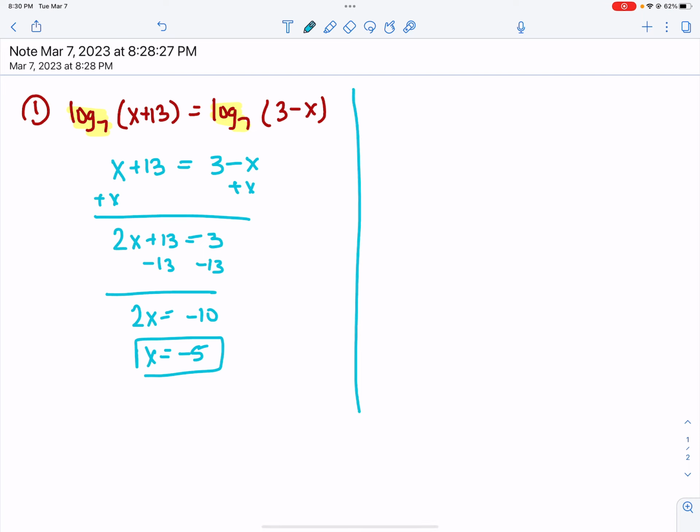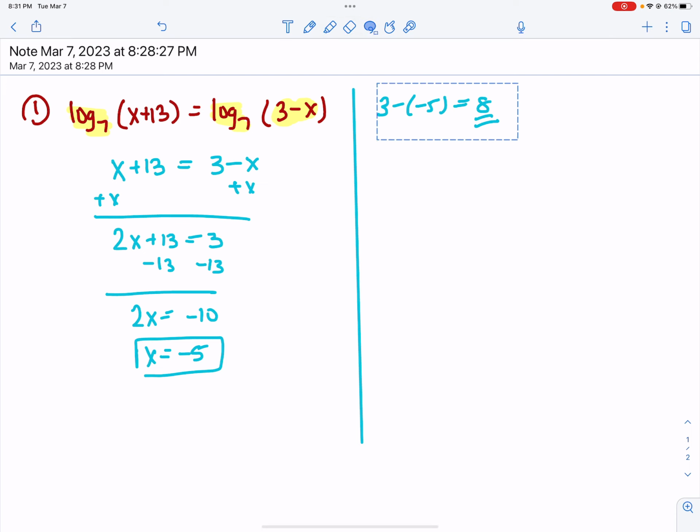Remember, whenever we have something that is in the argument and we're solving for the argument, we have to make sure that our final answer is not extraneous. So if I were to plug in negative 5 here, I'm going to get positive 8. And then if I were to plug in negative 5 here, I'm going to get 3 minus negative 5, or 3 plus 5, or 8. Since both of my arguments are positive, aka they're not negative, we know that negative 5 works and it is not extraneous.